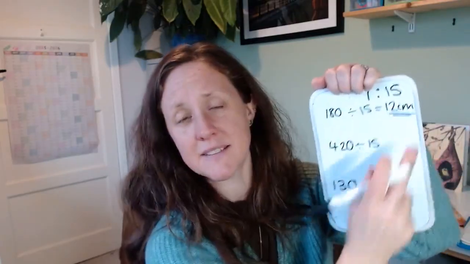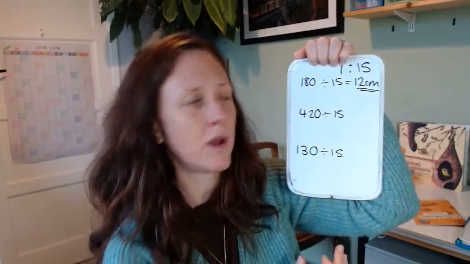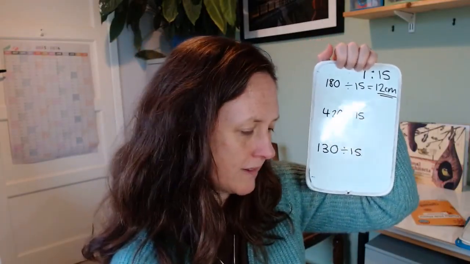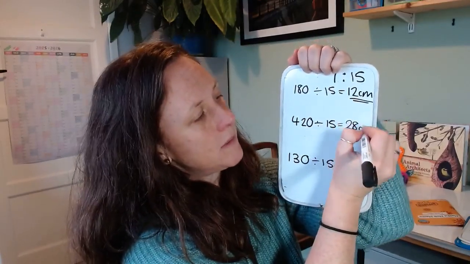It's staying in the same units. I'm not converting the units here. They're remaining the same. I can draw 12 centimetres on a piece of paper. Then I'll do 420 divided by 15. That gives me 28. So that one would be 28 centimetres.